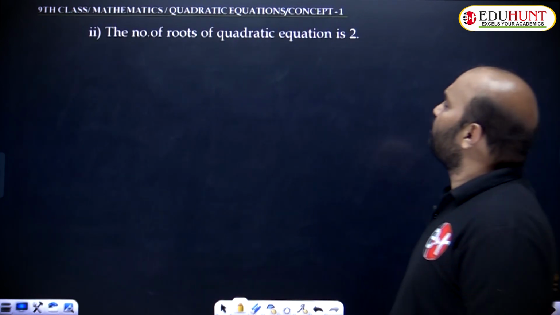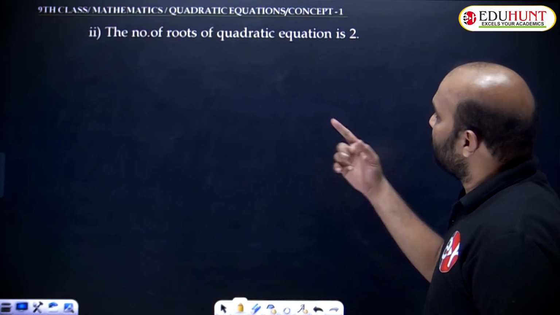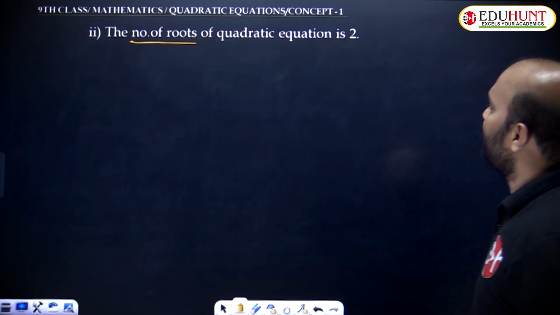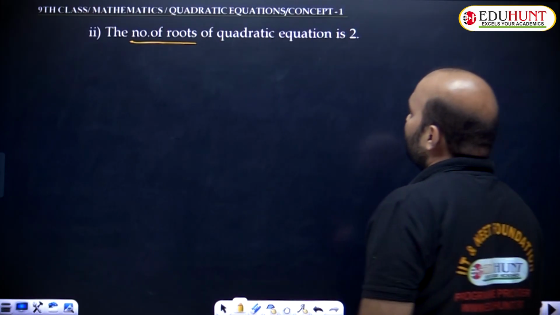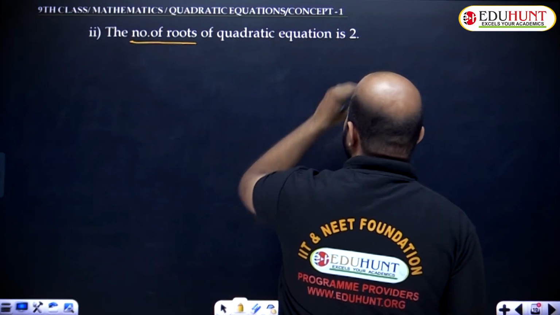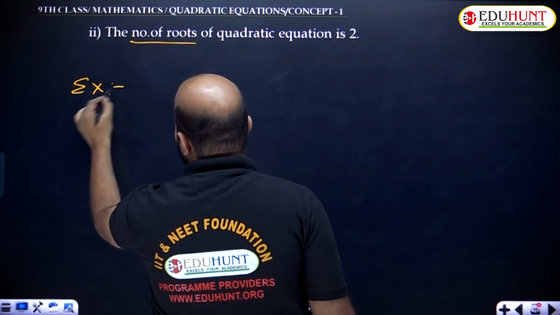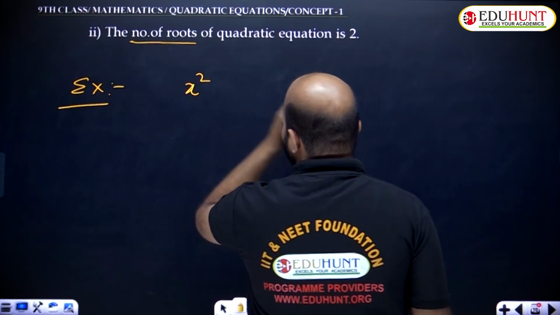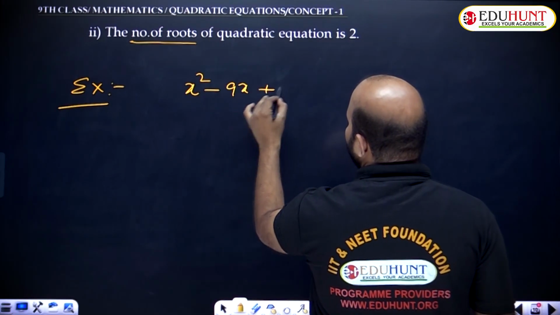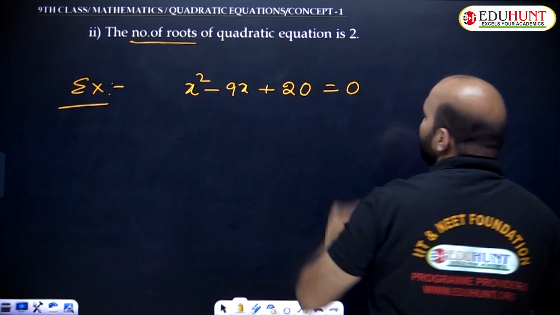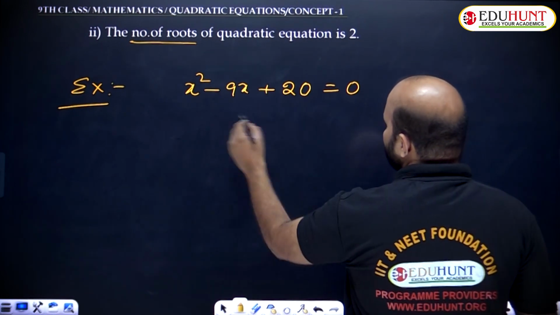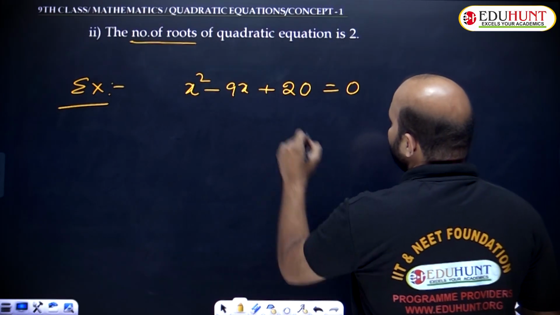Next one, the number of roots of a quadratic equation is 2. Here it is not real roots, only roots of a quadratic equation is 2. Clearly we need to understand roots are solutions. The number of solutions or roots of a quadratic equation is 2. For example, I am taking the quadratic equation x square minus 9x plus 20 equals 0. This is a quadratic equation. First we have to find the roots of the given quadratic equation.